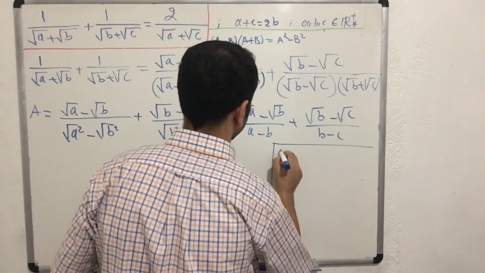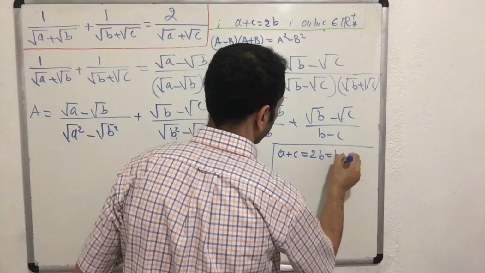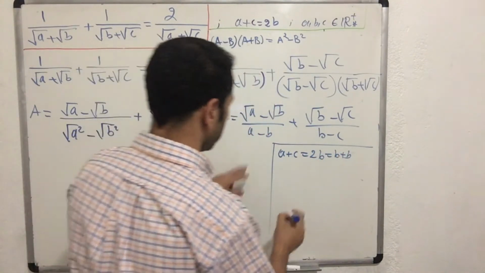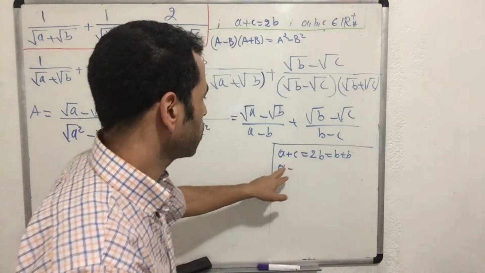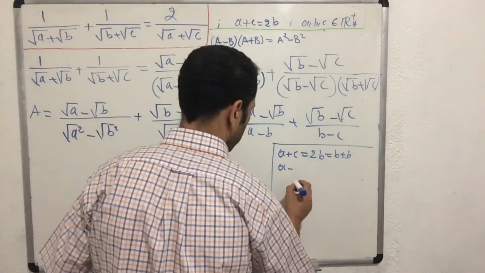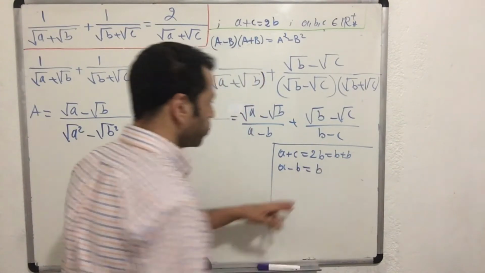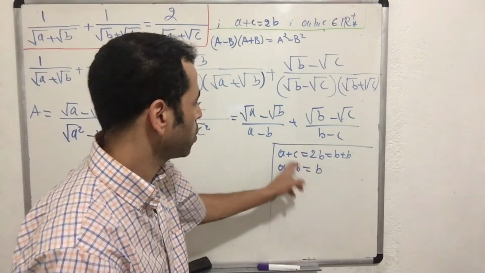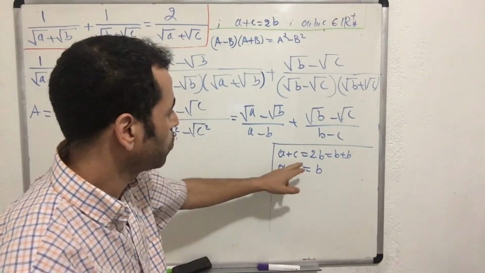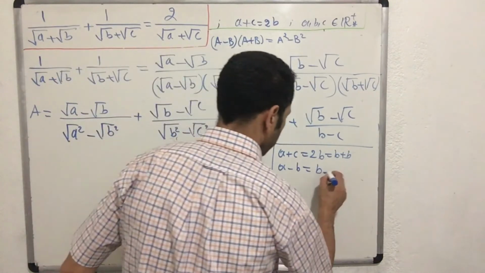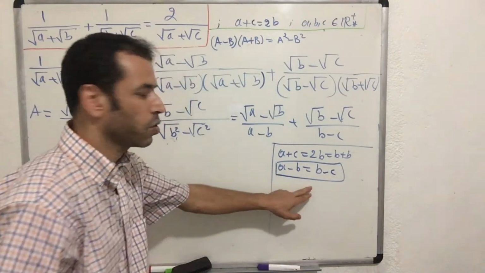We have a plus c equal to b, which is b plus b, right? I need a minus b. Let's take the b to the other side by changing the sign to negative, which is a minus b. Same thing with b. We put one b here, then bring c to the other side, and the sign will be changed to negative. So our equation becomes a minus b equal to b minus c.